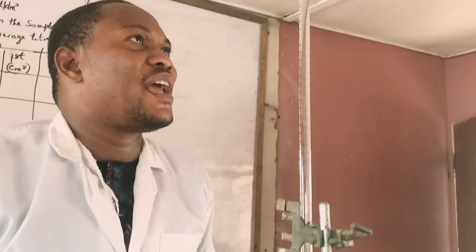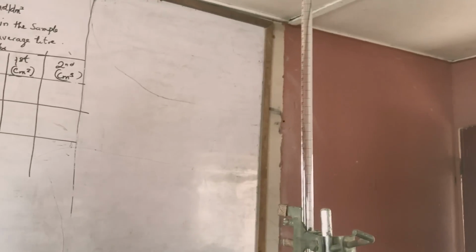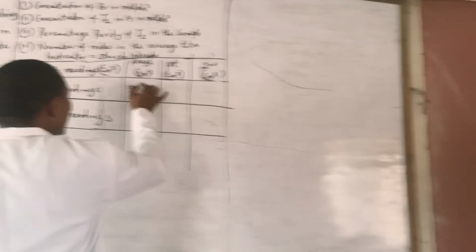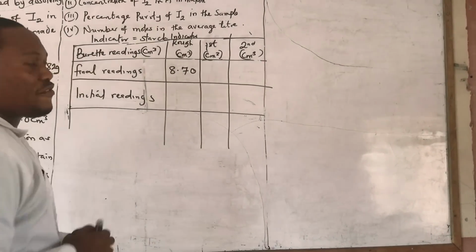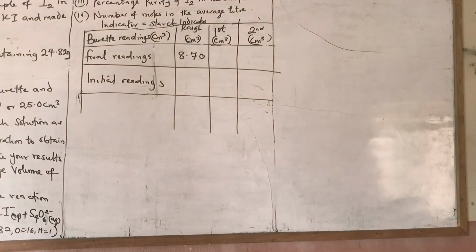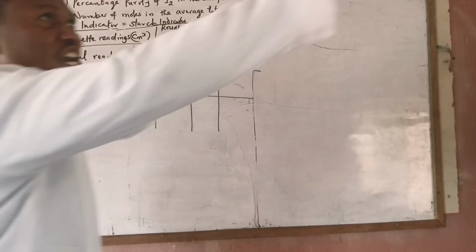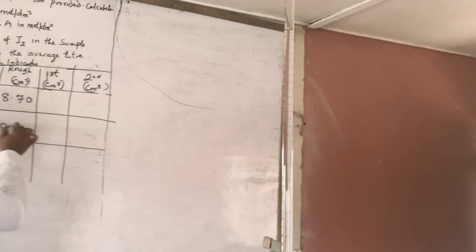I have around 8.70. I have 8.70 as my rough. Can we see that? I have 8.70 as my rough now. That's the first titer. Don't forget the initial readings started from 0.00. So I have 0.00 here.